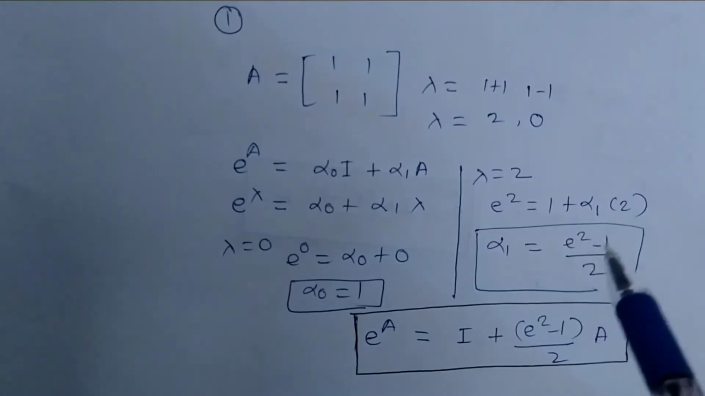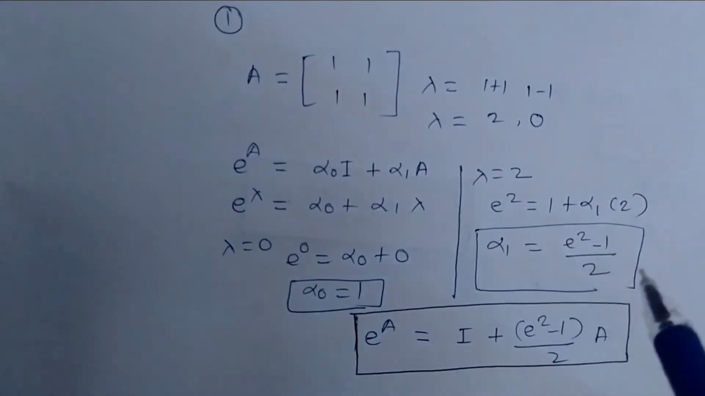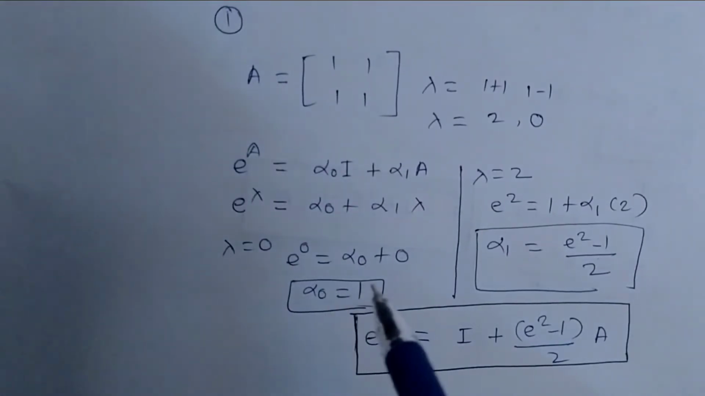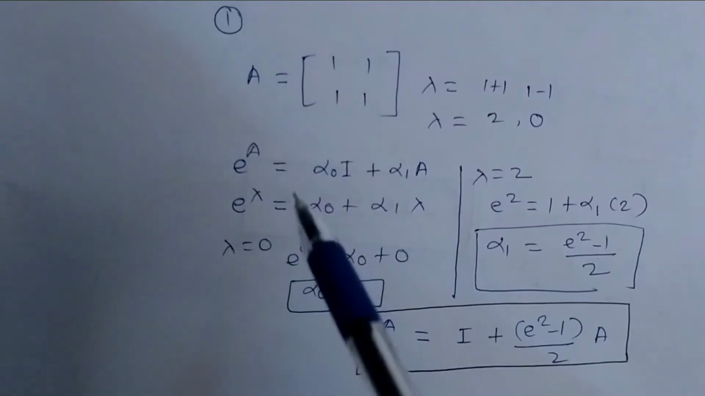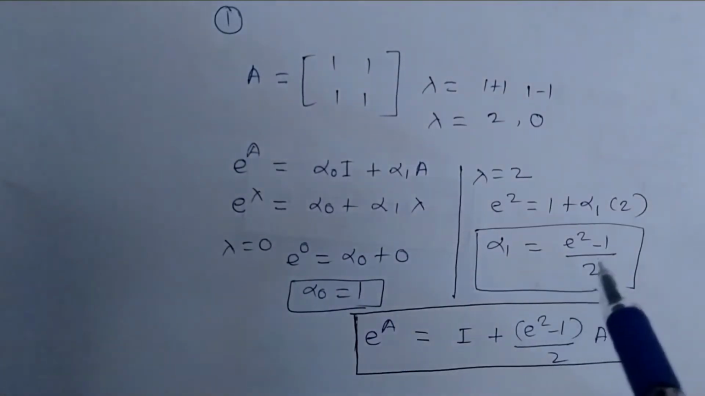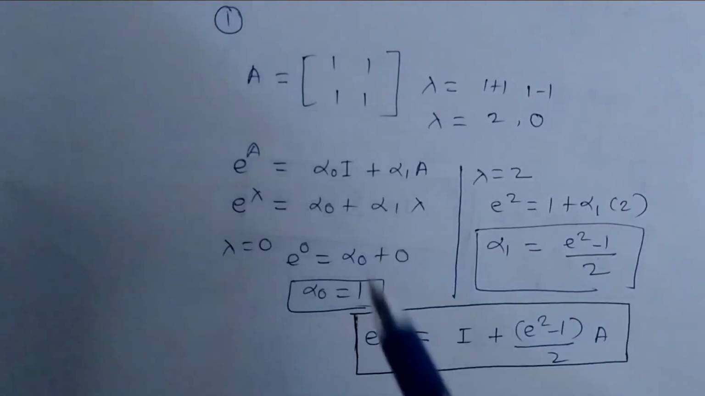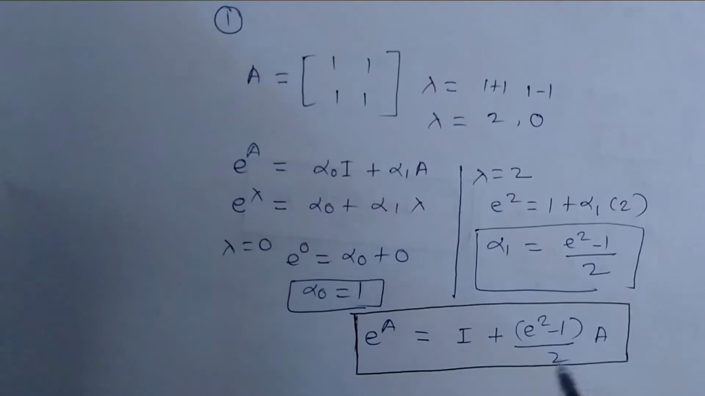So alpha 1 is e raised to 2 minus 1 by 2, and alpha naught is 1. So e raised to a is equal to alpha naught I plus alpha 1 a. Here alpha naught is 1, so I plus alpha 1 a, where alpha 1 is e raised to 2 minus 1 by 2. So this is the value of e raised to a.